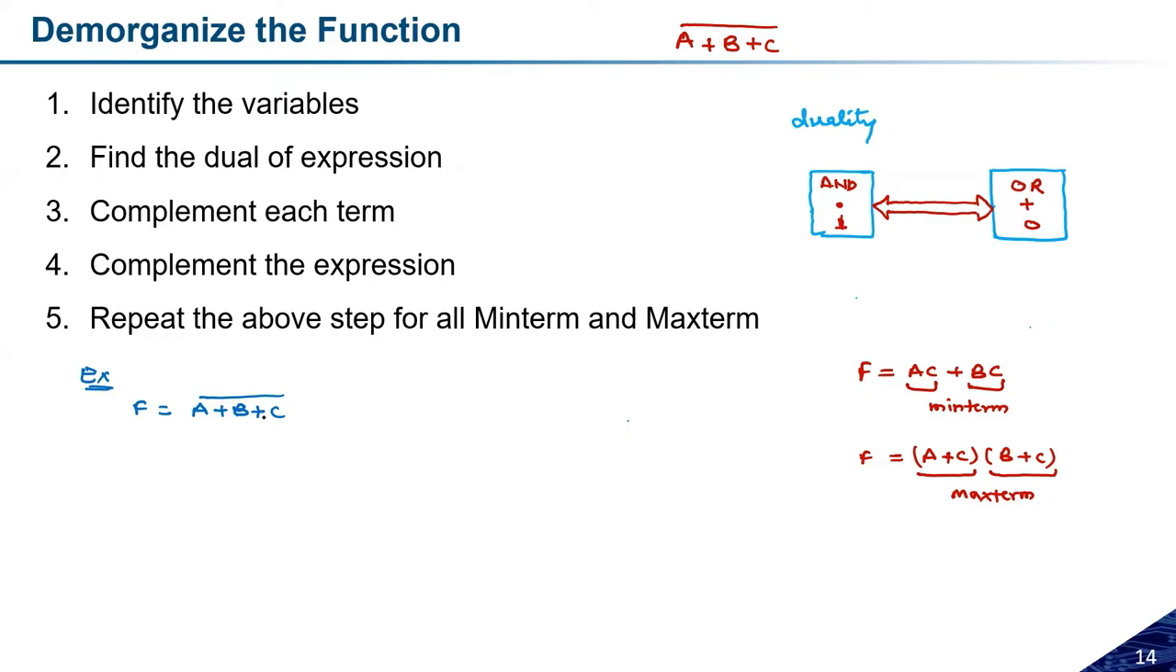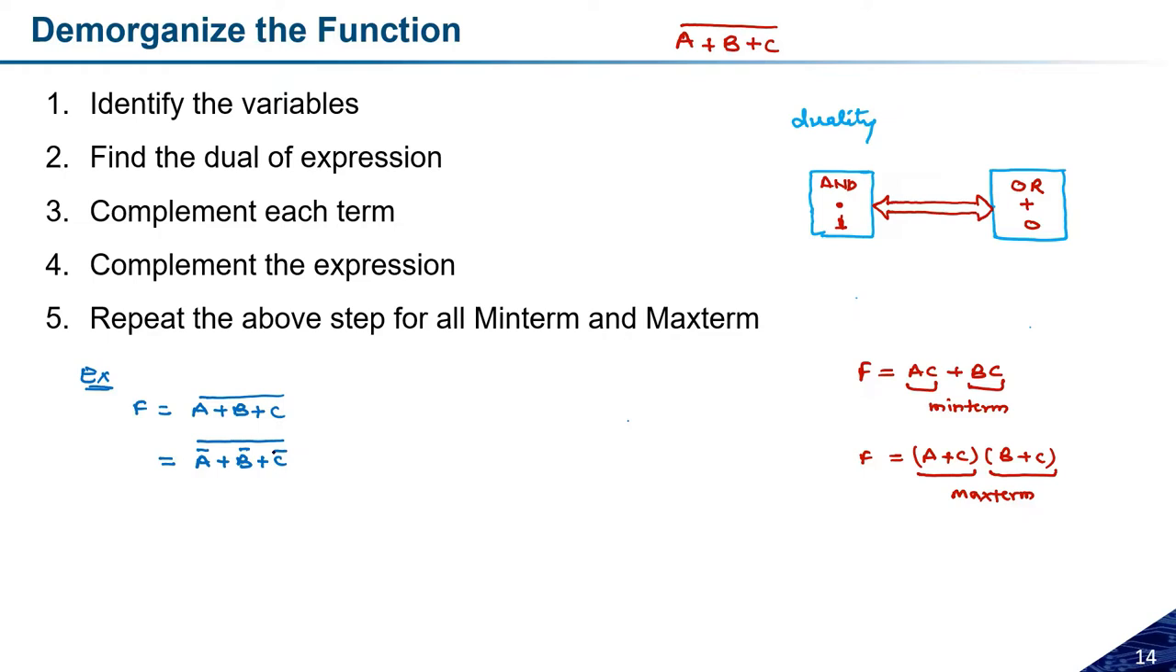Now complement each term. Here we have three terms, A, B, and C. If I complement them, that will be A bar plus B bar plus C bar, where C bar is the complement of C. A bar plus B bar plus C bar.